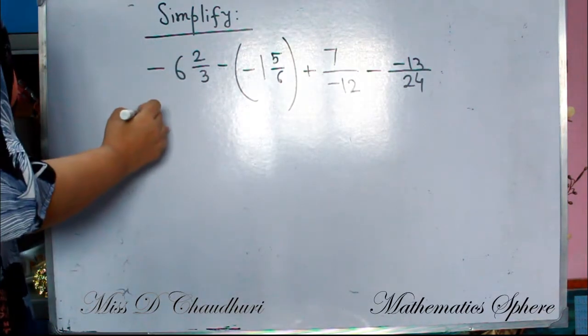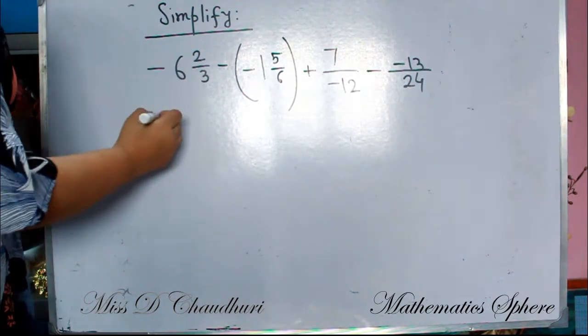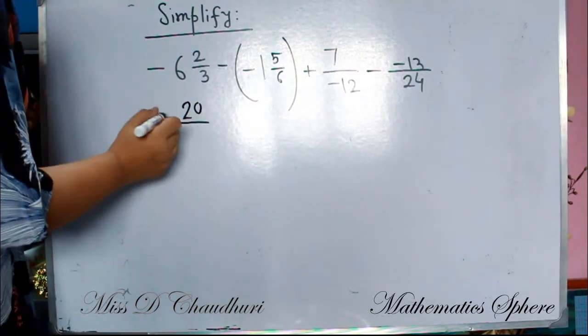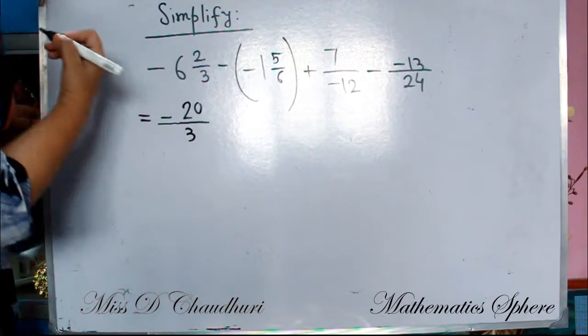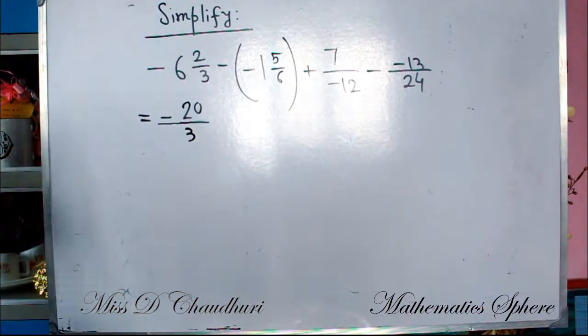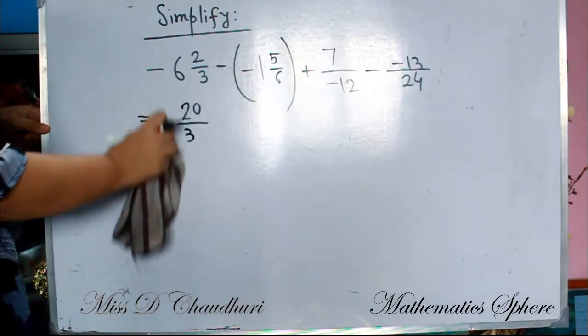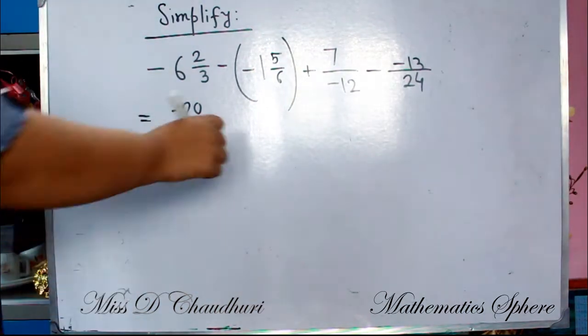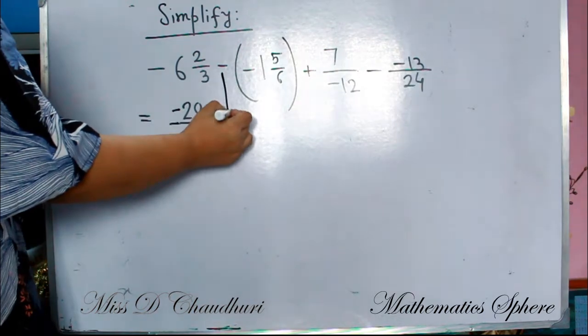Okay, so this I can see, this will become minus, so this is minus 20, sorry, means minus 20 by 3. Because again if I keep this minus here, I will have to shift it to 20, so better if you keep it in this way.